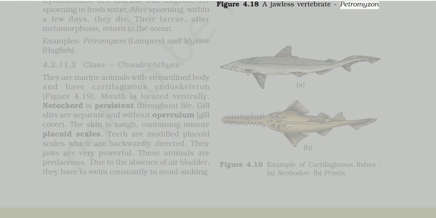Figure 4.18 Jawless vertebrate Petromyzon. Figure 4.19 Example of cartilaginous fishes: A. Scoliodon, B. Pristis.